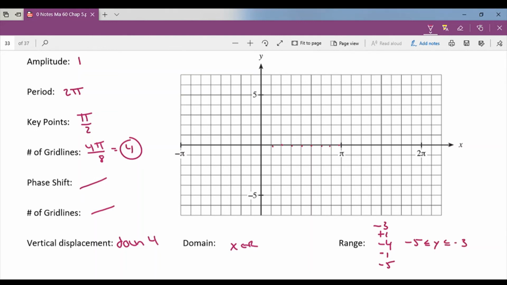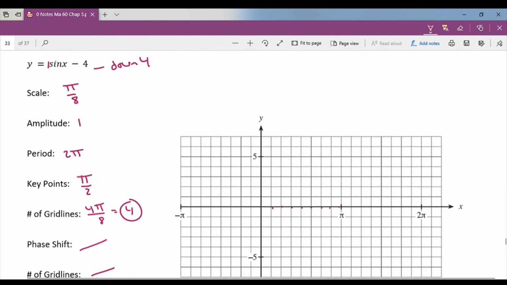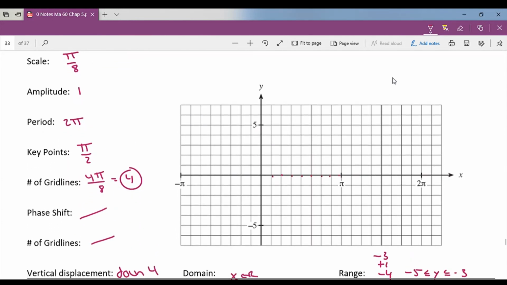So how are we going to make this happen? Well, we're going to look at where we start. So again, I haven't even looked if this is sine or cos, but this is a sine graph. Normally my sine graph starts at 0, 0, but I'm going to move it down 1, 2, 3, 4 grid lines. And then from here, every 4 grid lines, because that's where my key points are going to happen, I'm going to go up 1 or down 1.